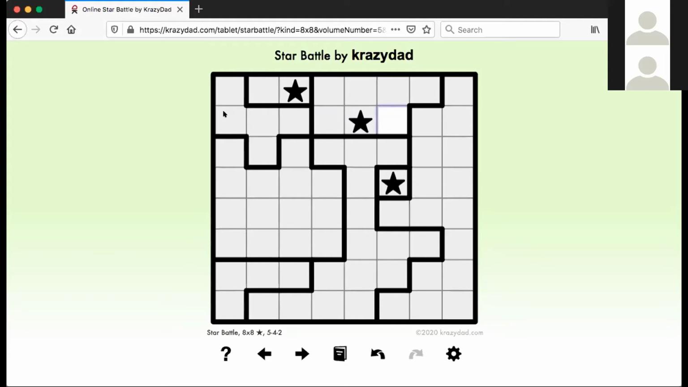Okay, just to make sure everybody understands. So why can it not go here? Because there's a star there already in that row, and there's a star already in the second row. There's none in the third row, but there is a star in the fourth row. And likewise for the columns. So it has to be there. Okay, nicely done.